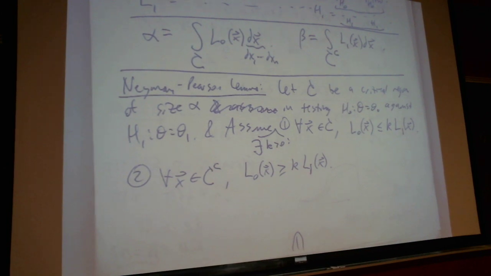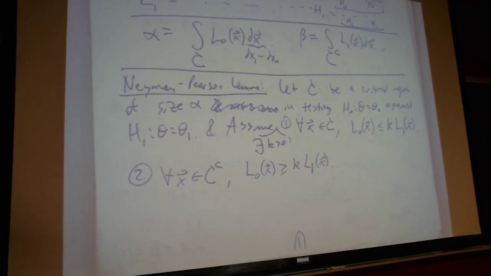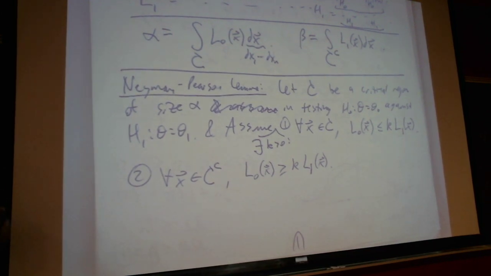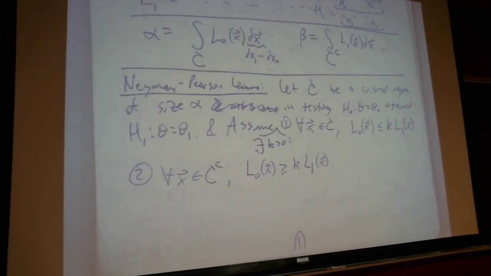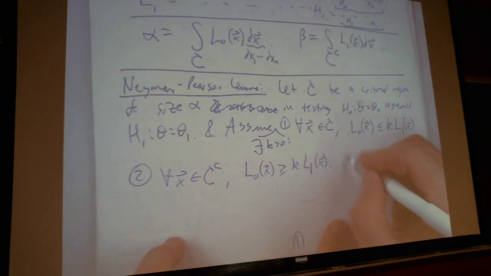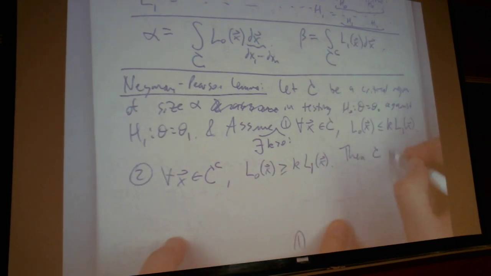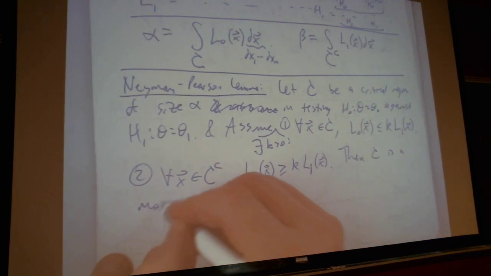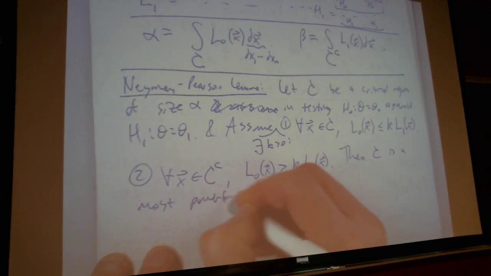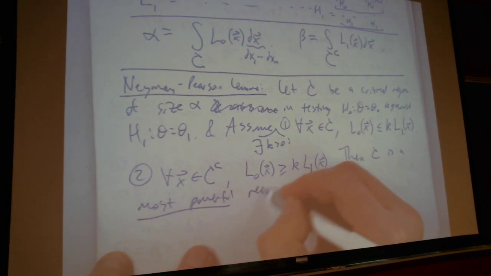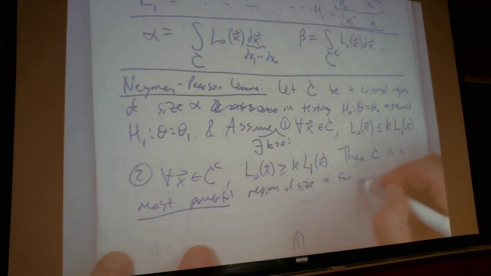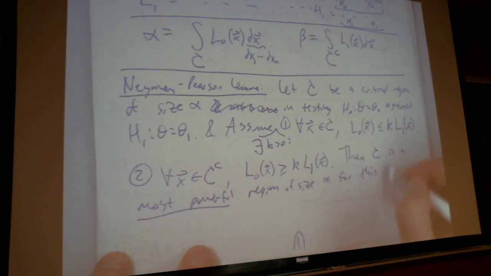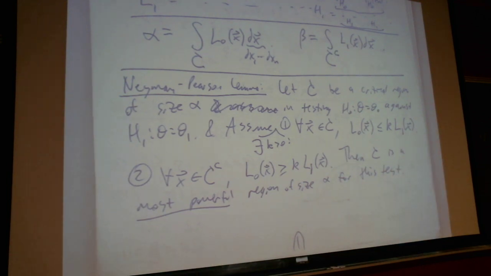So if this bifurcation happens exactly along the boundary of the critical region, then this critical region is a most powerful region of size alpha for this test. In other words, for testing H0 against H1.